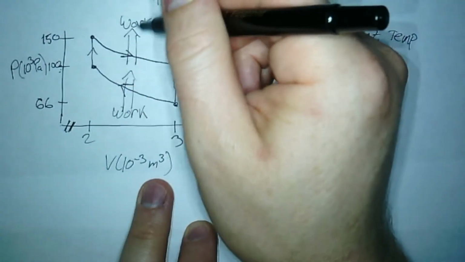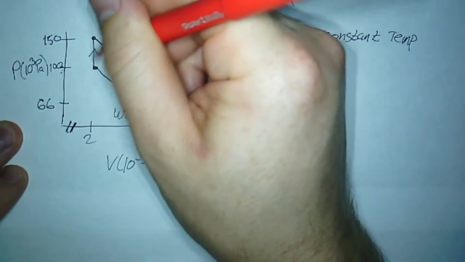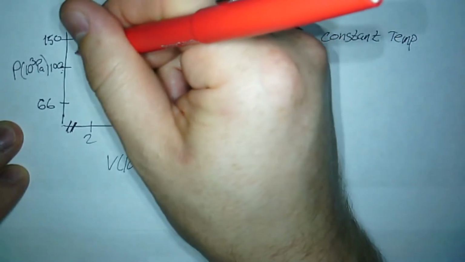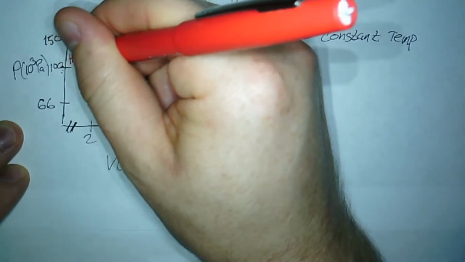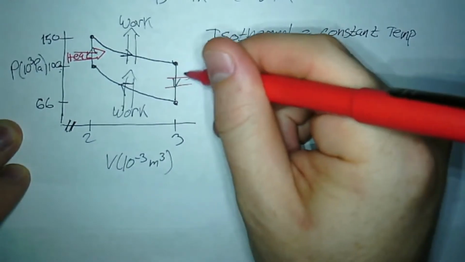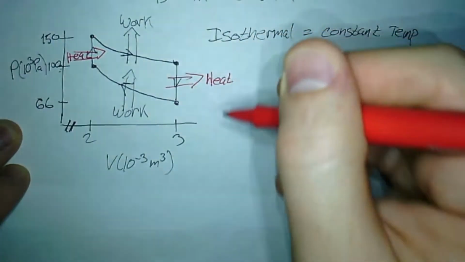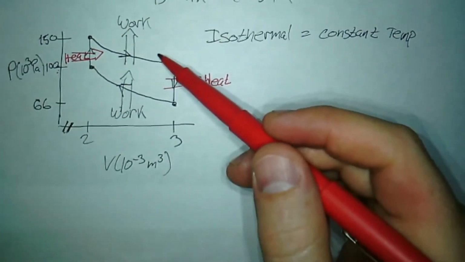I know here going in that we don't have any work we're doing, so there's no energy exchange that way. And I know it's gaining energy because those particles are moving faster because they're hitting the wall harder, which means that energy is coming in the form of heat. And in this case, I know it's leaving in the form of heat. So what about in this case?